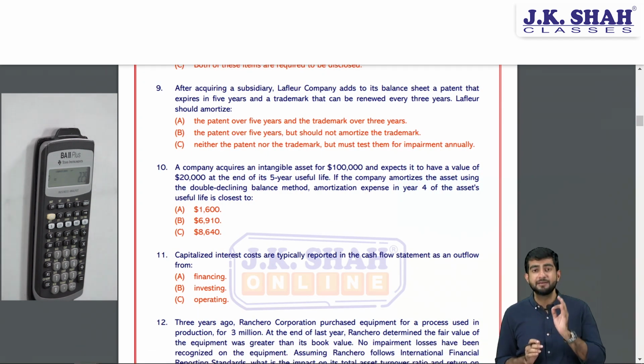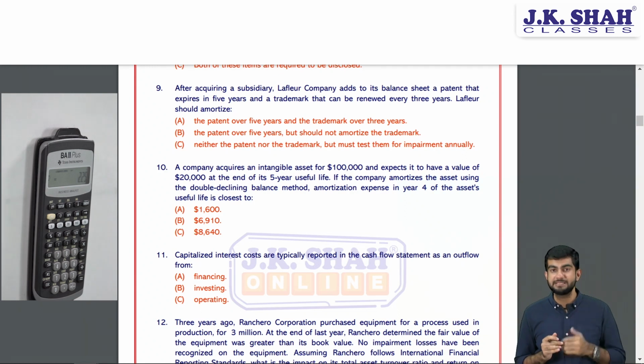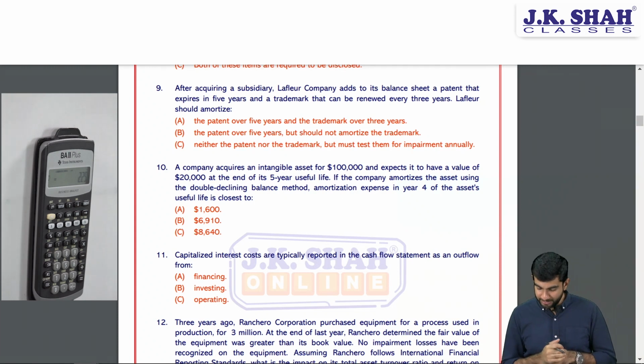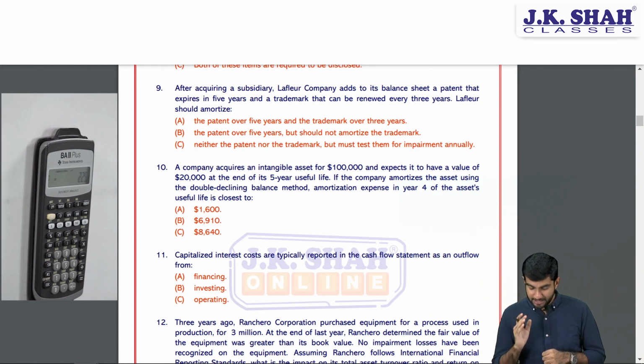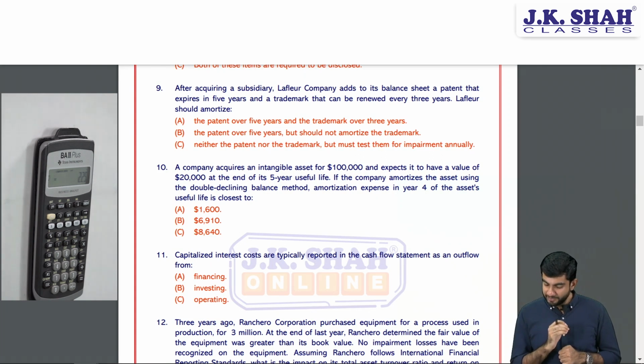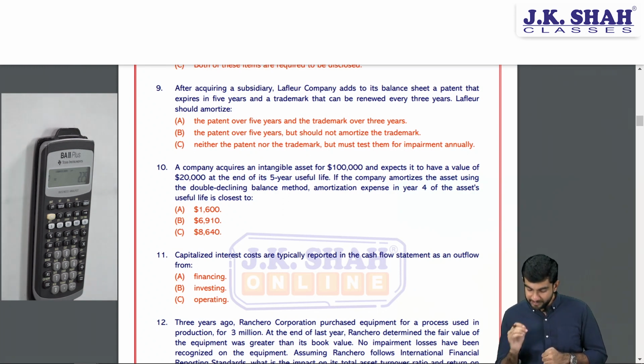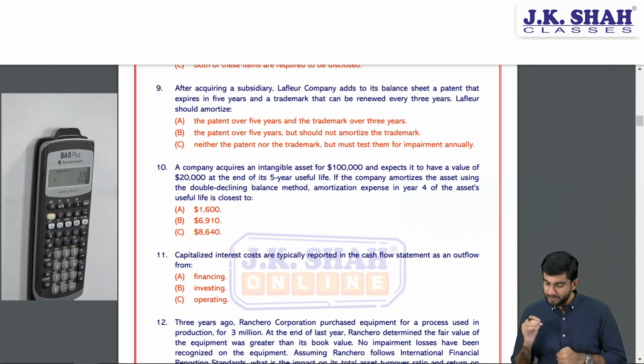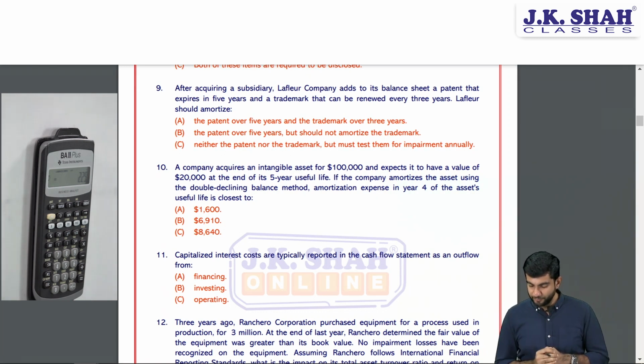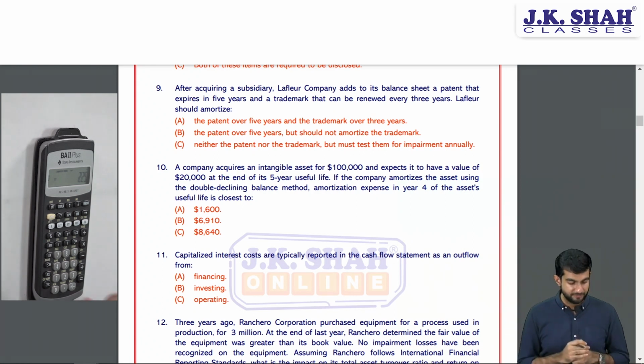Now let us learn how to calculate the depreciation by using calculator shortcut. So for that we look at the 10th question. A company acquires an intangible asset for $1 lakh and expects it to have a value of $20,000 at the end of its 5-year useful life. If the company amortizes the asset using the double declining balance method, amortization expense in year 4 of the asset's useful life is closest to. Now let us solve.